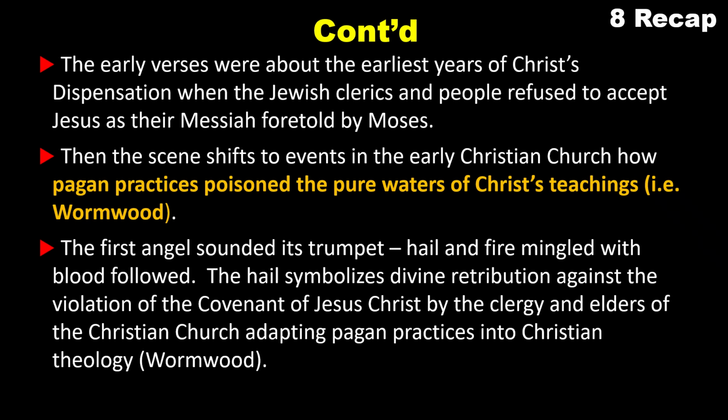The early verses were about the earliest years of Christ's dispensation, when the Jewish clerics and people refused to accept Jesus as their Messiah, foretold by Moses. Then the scene shifts to events in the early Christian church, how pagan practices poisoned the pure waters of Christ's teachings, meaning wormwood. The first angel sounded its trumpet.